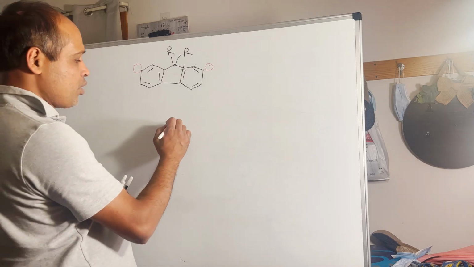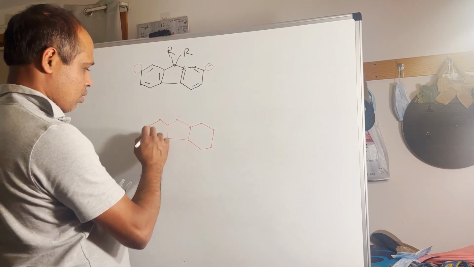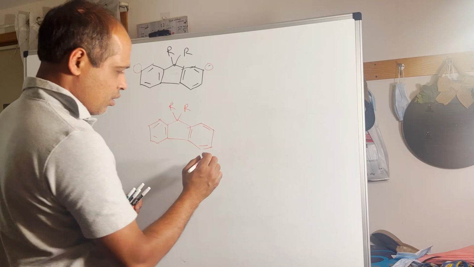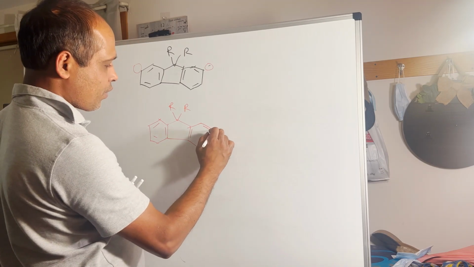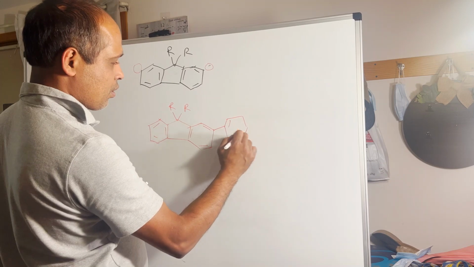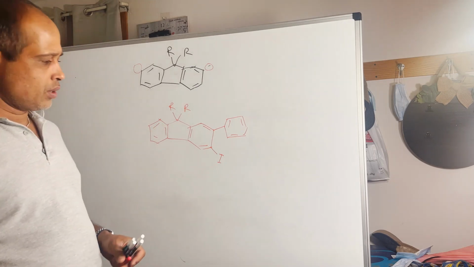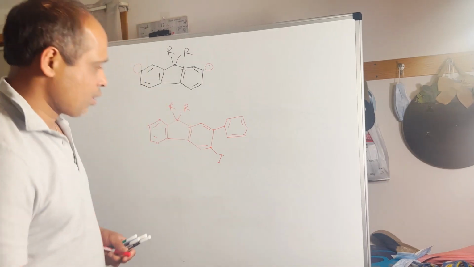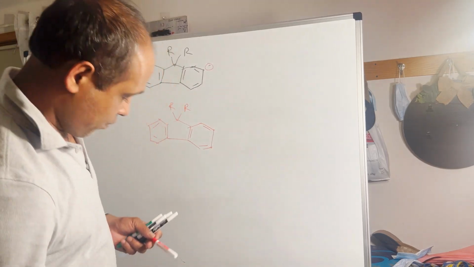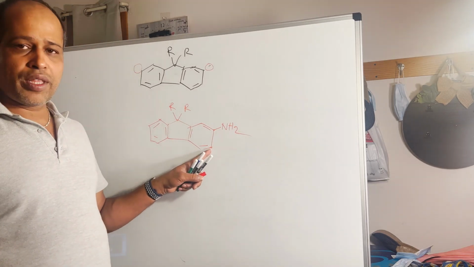Now, I want to make a similar molecule, this molecule where I want to connect an aryl group here, and also I want an iodo group here. So how am I going to make this molecule? In that case, first I will make an amine in that position, and then I'll put something here.